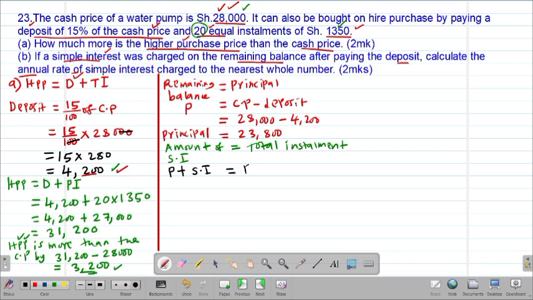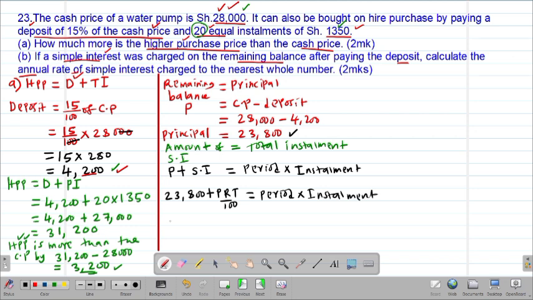Of course, it will be given by the period of installment, then multiplied by each installment. We multiply by each installment. So the principal, we have already computed it here, which is 23,800 shillings. Then we are going to add the simple interest. Of course, it is given by the principal times rate times time, over 100. Then of course it should be equal to the period of investment, then multiplied by the value of each installment.